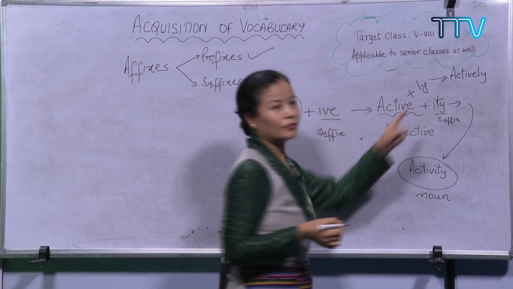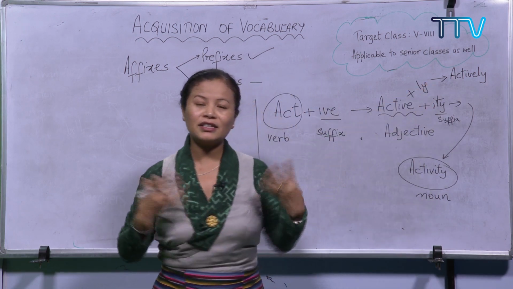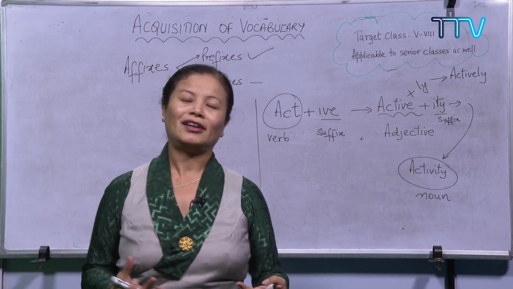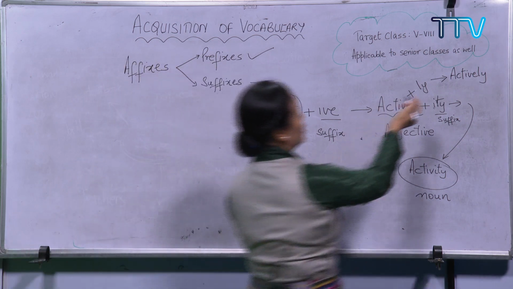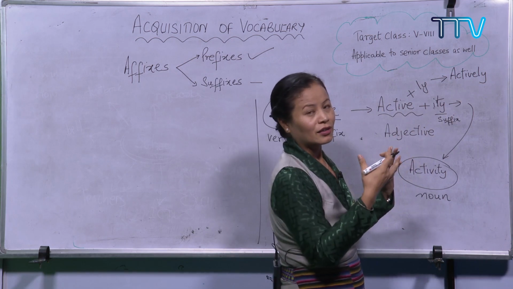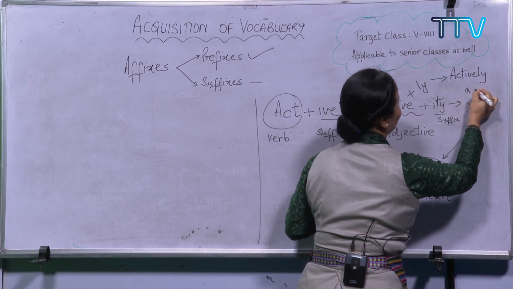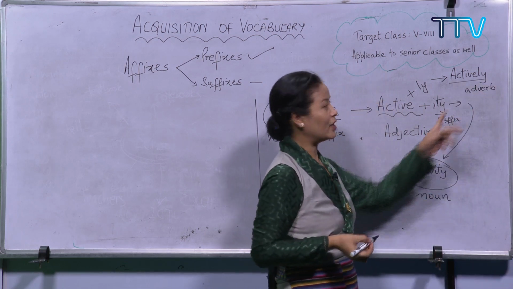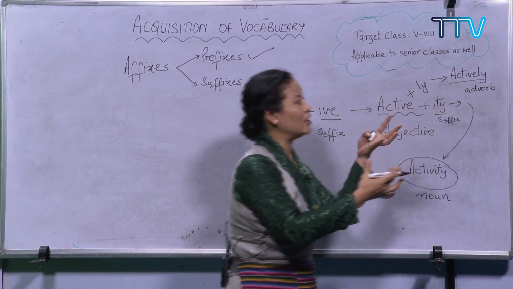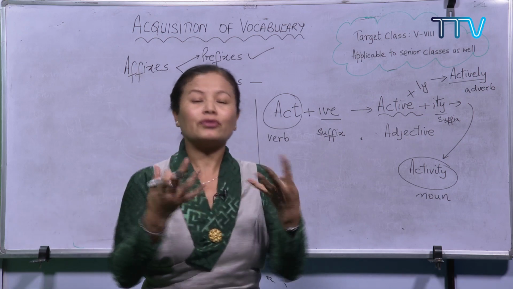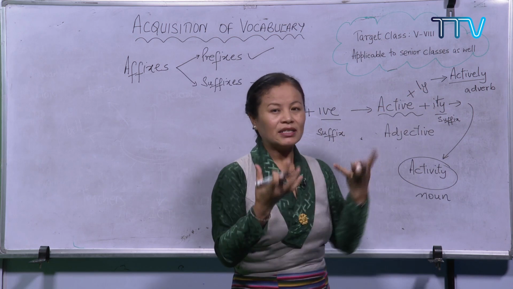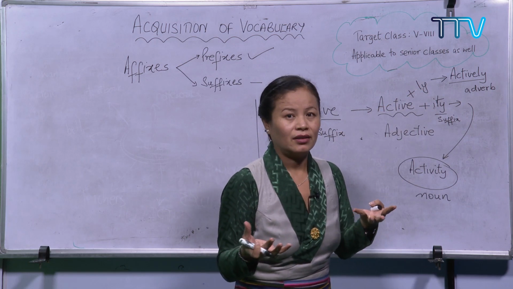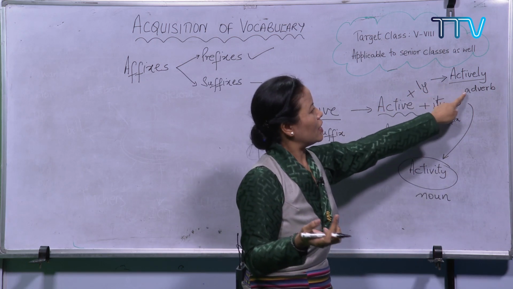Actively. He actively participates in group discussion. He actively participates in classroom activities. Okay? So, actively, what form of word is this? This is an adverb. This shows the manner in which the person is performing the verb, you can say the action, right? He participates actively. So, actively is an adverb.